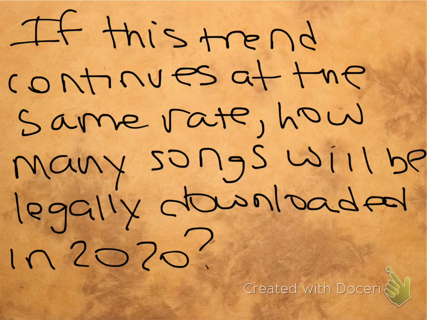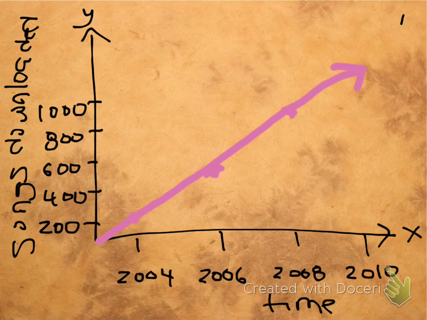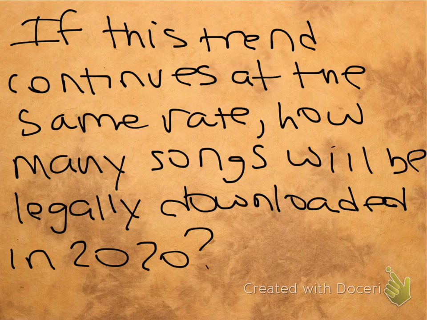Well, every 2 years, it's going up by 300 million. So if we go back to our graph, we got up to 2008 and we were at 900. So 2010 would be 1200, 2012 would be 1500, 2014 would be 1800, 2016 would be 2100, 2018 would be 2400, and 2020 would be 2700. So you would say about 2700 million songs.